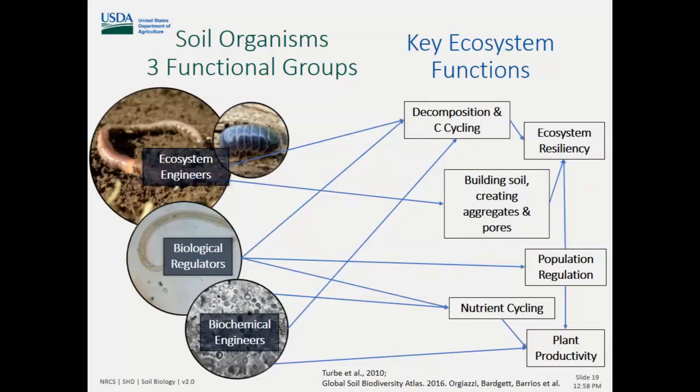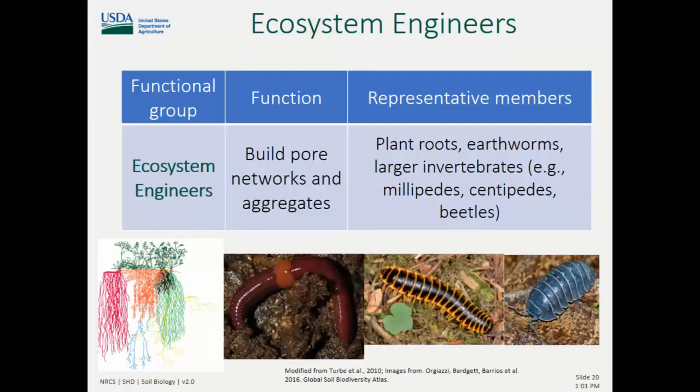There's biological regulators, and there's biochemical engineers, and probably the ones that, when we're talking about nutrient cycling and things like that, those biochemical engineers are critical. That's the bacteria and the fungi and some of those things that I'll probably spend a little more time on. But there are different groups of biology that we want to try to get. They all serve a function, so we want to have a system that is beneficial to all of those if at all possible.